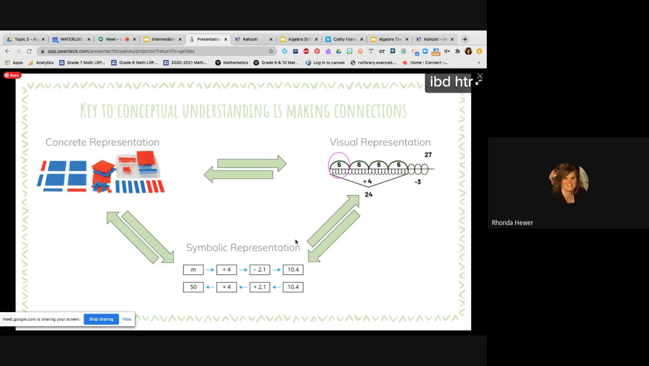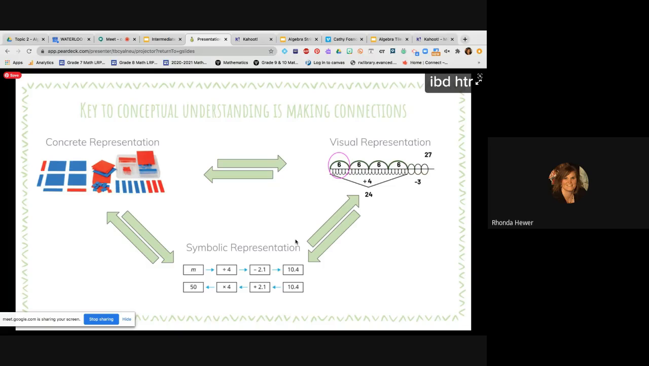So your goal and role and job as a math teacher is to be making connections between the concrete and the visual and the symbolic. And that's why you see double arrows in this diagram. A student might be at a place where they are representing things symbolically, but they need that concrete to understand what exactly is happening symbolically, or they might need a visual to understand.